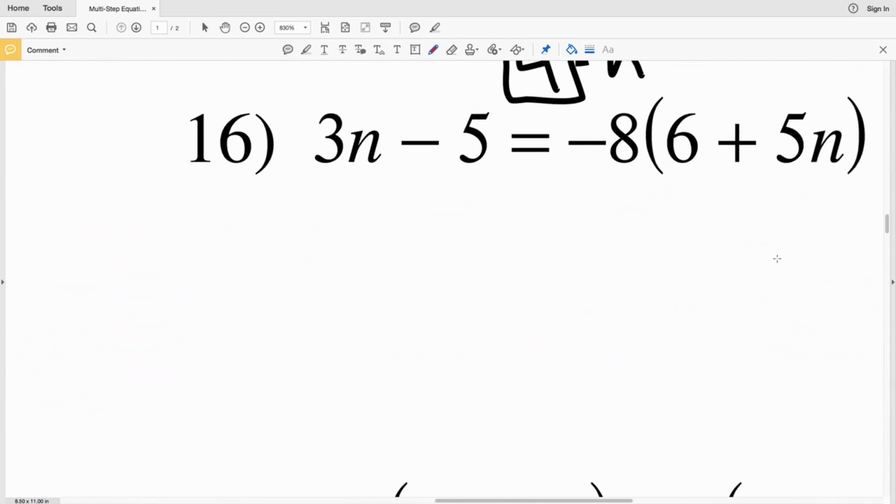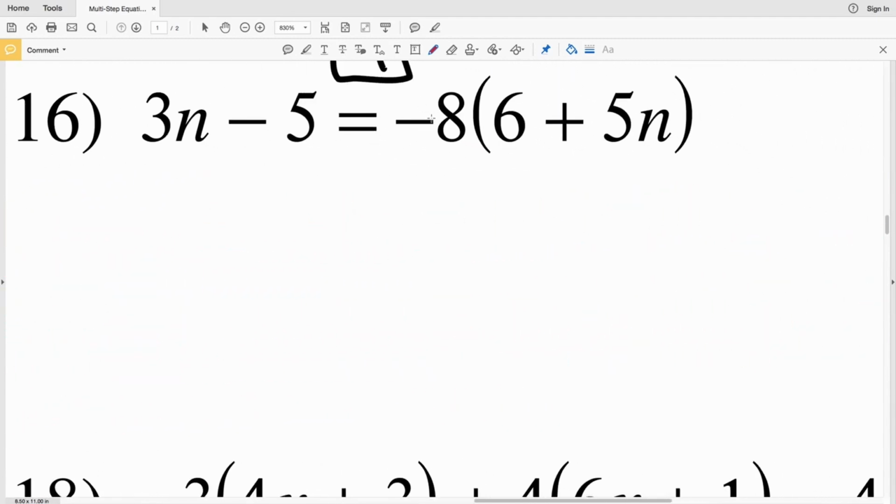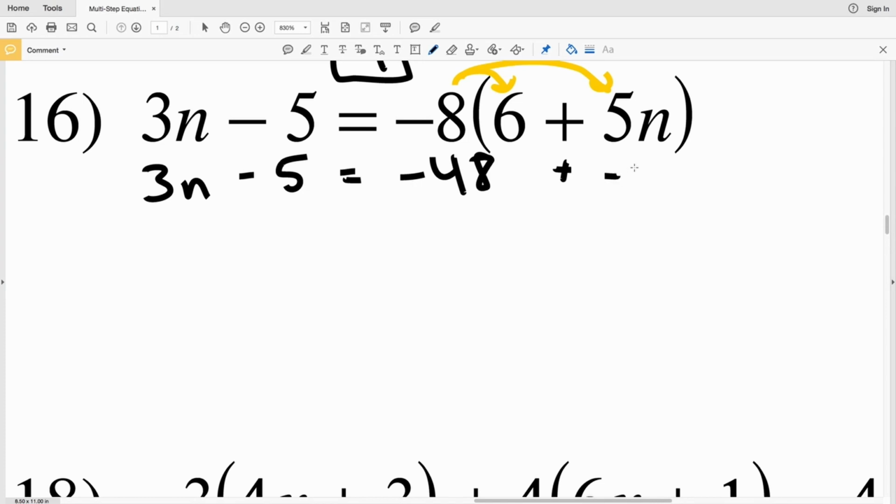Now moving on to number 16. 3n minus 5 equals negative 8 times 6 plus 5n. I'm going to need to start by distributing this negative 8. That way I'll have 3n minus 5 equals negative 48 plus a negative 40n.